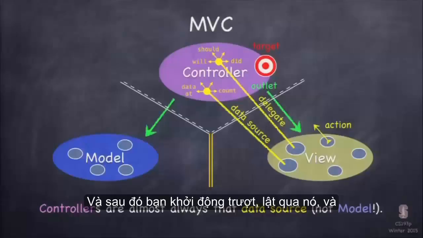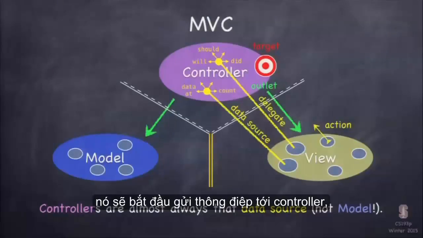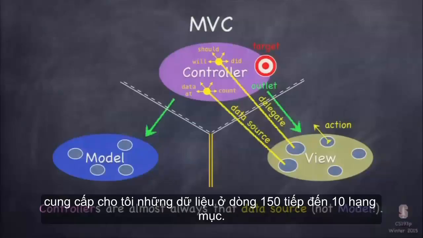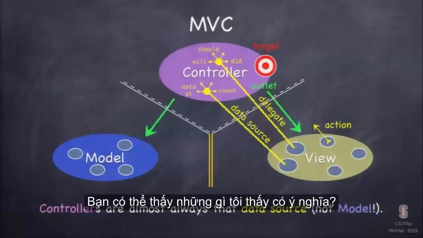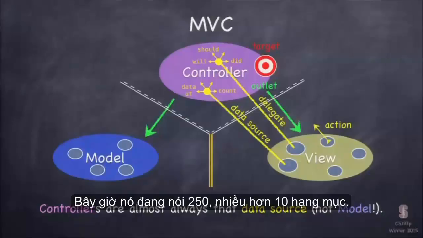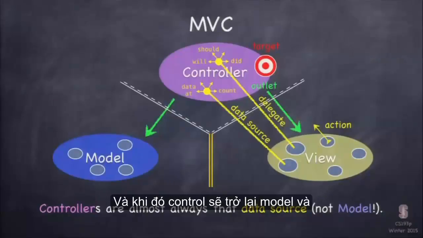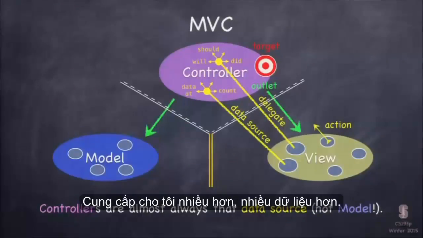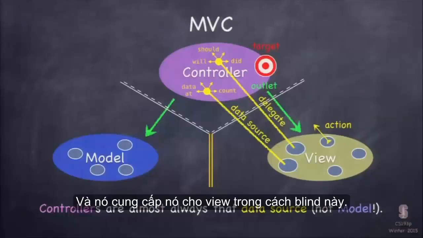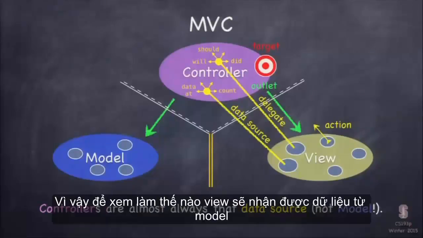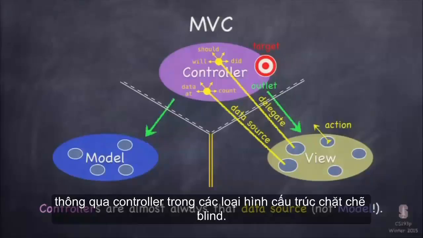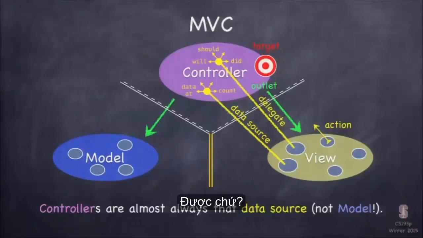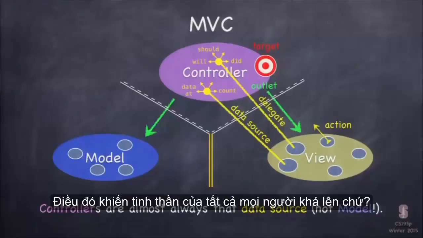And then you start scrolling, flipping through it, and it starts sending the message to the controller: give me the data at line 150, next 10 items. You see what I mean? And then you flick down some more. Now it's saying 250, 10 more items. And so the controller is going back to the model and saying, give me more data, and it's providing it to the view in this blind way. So see how the view is getting data from the model through the controller in this blind, structured way? That makes sense to everybody?